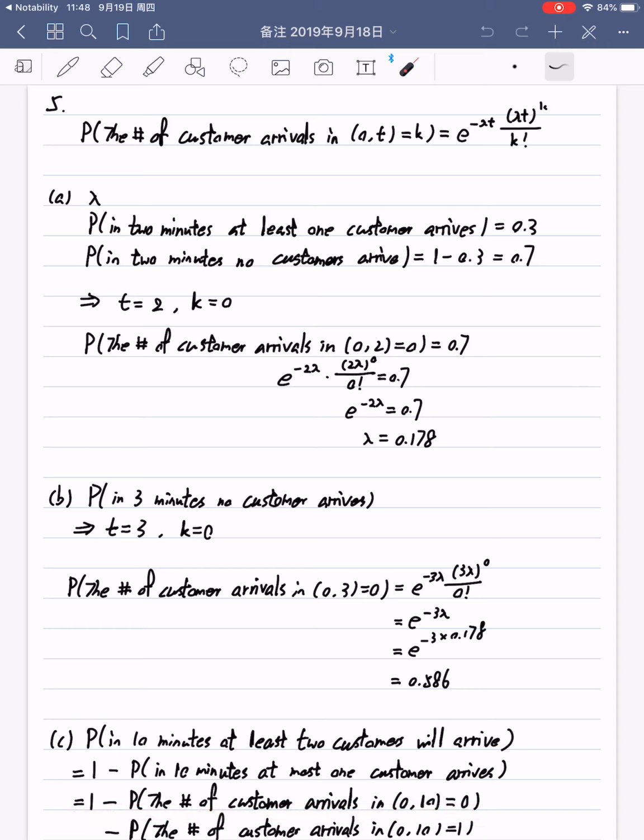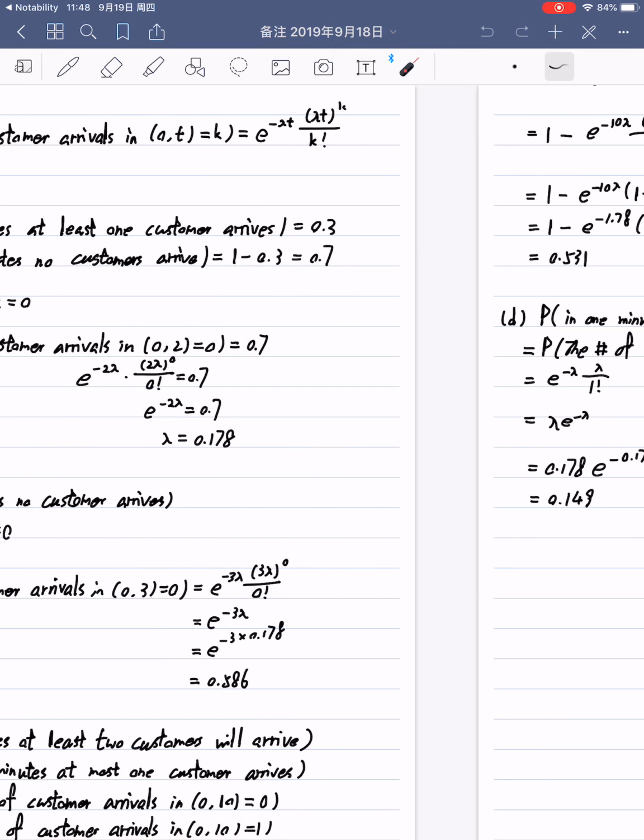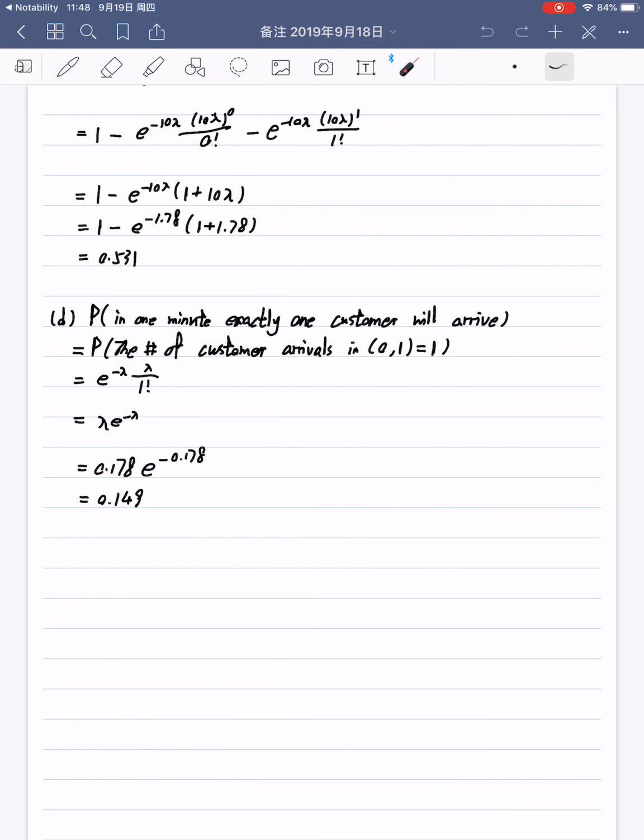So it's 1 minus the probability in 10 minutes equal to 0, and the probability in 10 minutes equal to 1. So apply k equals 0, t equals 10, and k equals 1, t equals 10. We can get this line. Then after calculation, we can get the answer, it's 0.531.